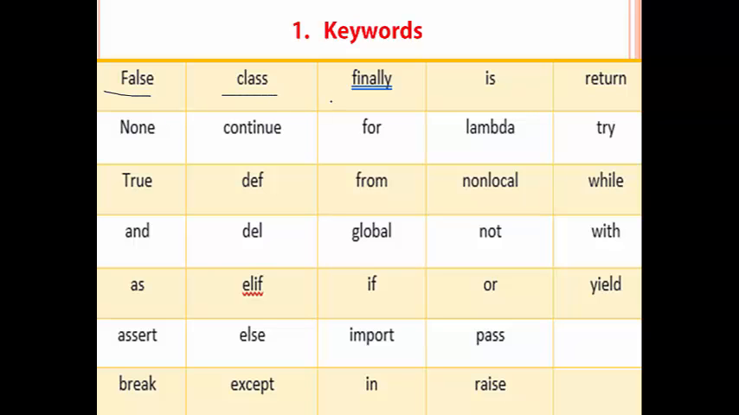False, class, finally, is, return, lambda, and so on. You might have used it in class 11. If, at least this if or not, this def. This you might have used. So this is the list of keywords. So keyword is over.